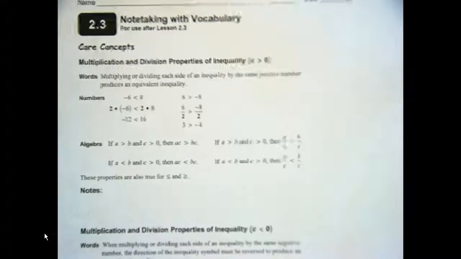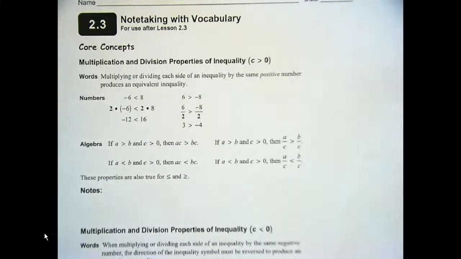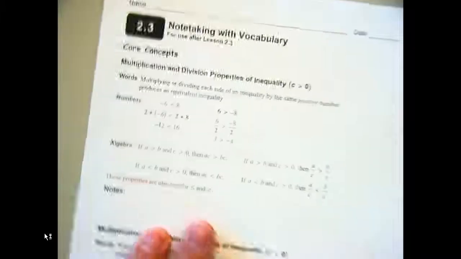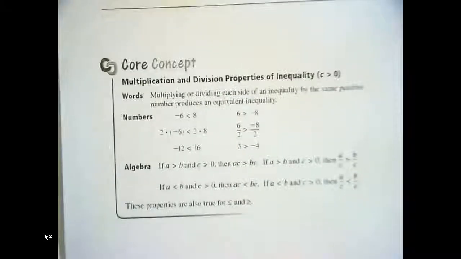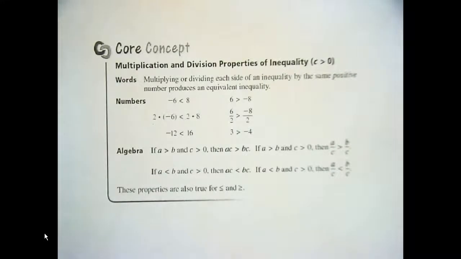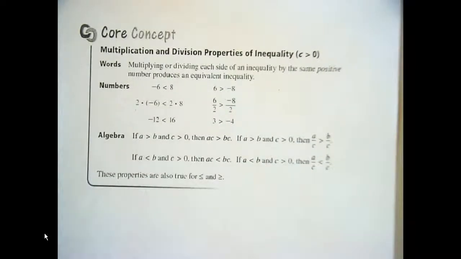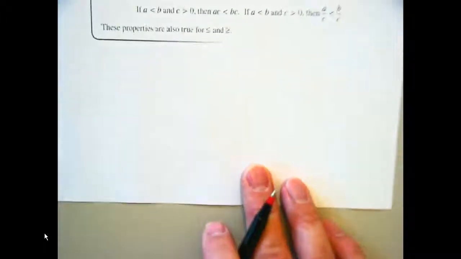All right, so let's go ahead and take a look at our core concepts. This is the same thing as your student journal here, but core concepts. Multiplying and dividing each side of an inequality by the same number produces an equivalent inequality. So there's some different rules that we have to follow here. And the way I want to demonstrate those is, let's just pick some values.